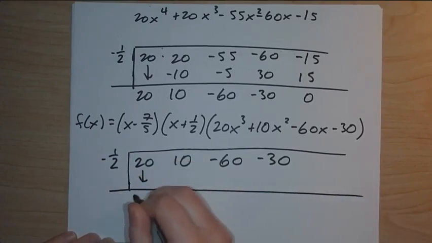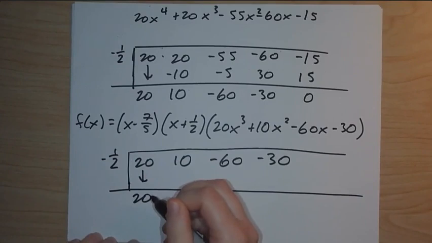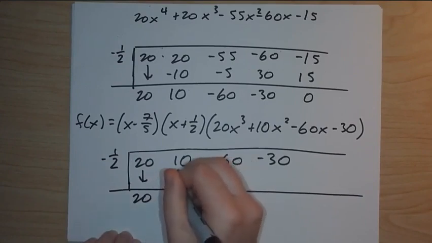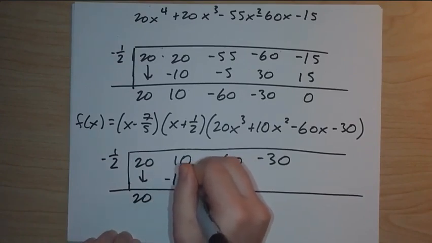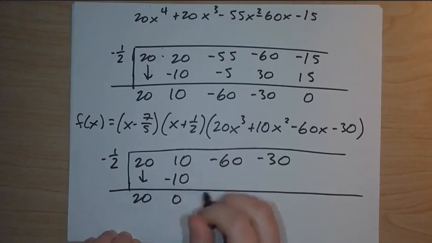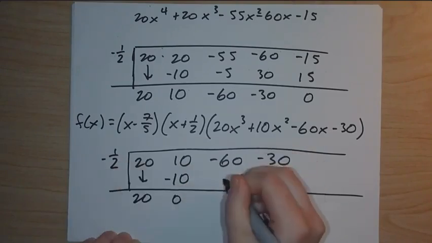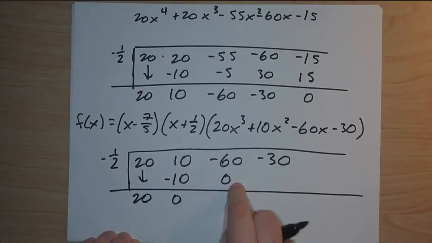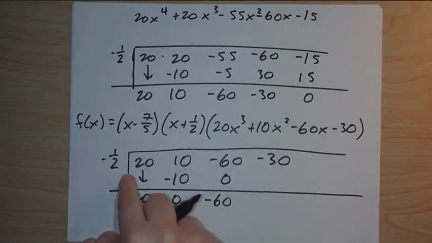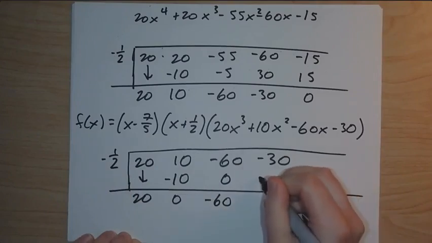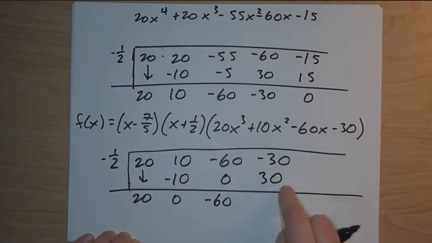Bringing down our 20. 20 times -1/2 is -10. This is going to give us 0. 0 times -1/2 is 0. -60 plus 0 is -60. -60 times -1/2 is +30. -30 plus 30 is 0.